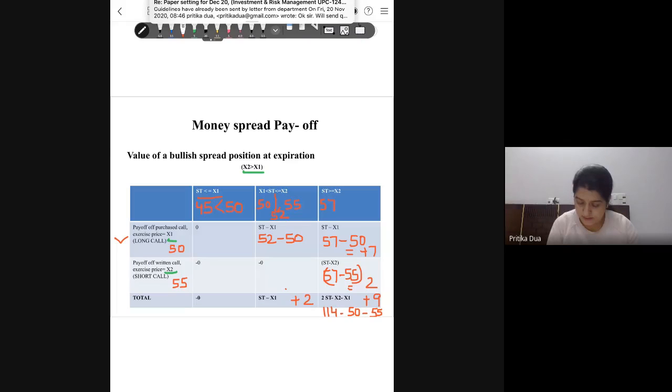I'll just check these values. Have I made any calculation mistake? Can you please check? One of you please check the values if there's any calculation mistake.